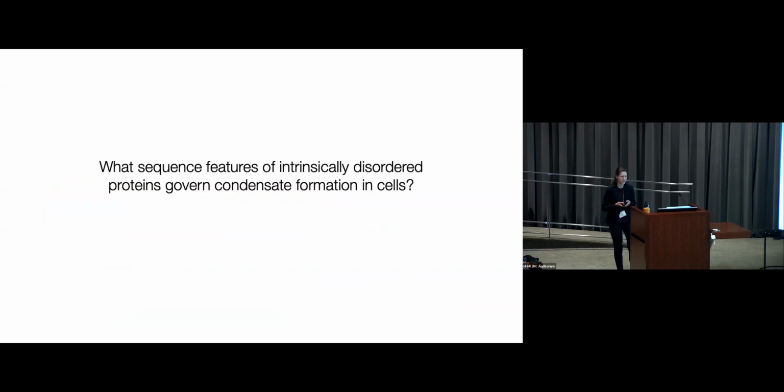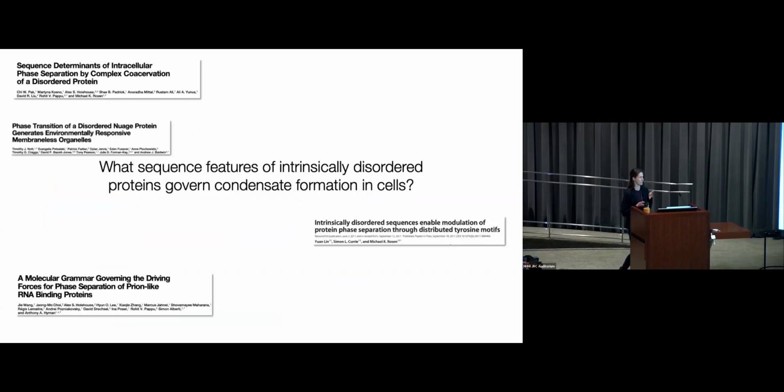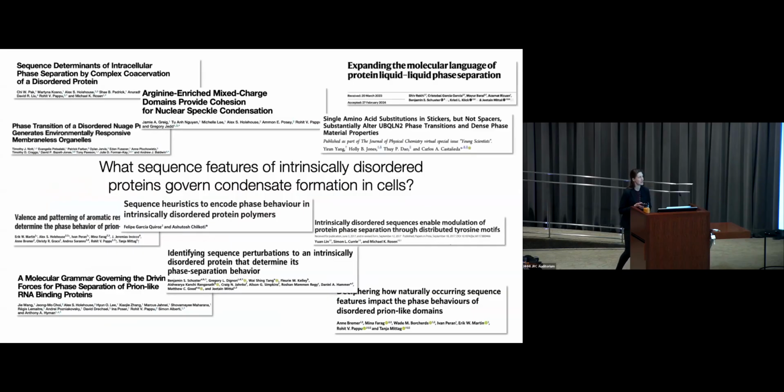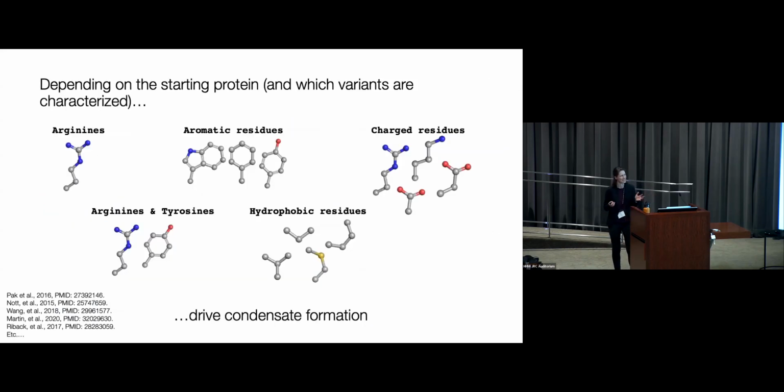And so this is a question a lot of people have been really interested in trying to address. And there's been a lot of fantastic work that has gone into trying to address this. I'm showing just some of the studies here. And really just to summarize some of this, depending on what protein you start from and which variants you characterize, people have found that pretty much every amino acid type in some context can be important for driving condensate formation. And so that's kind of an unsatisfying answer.